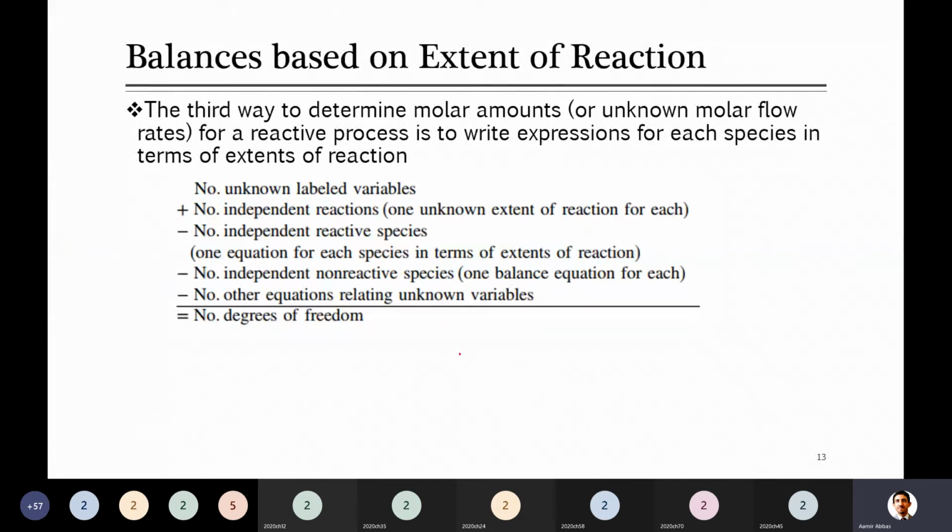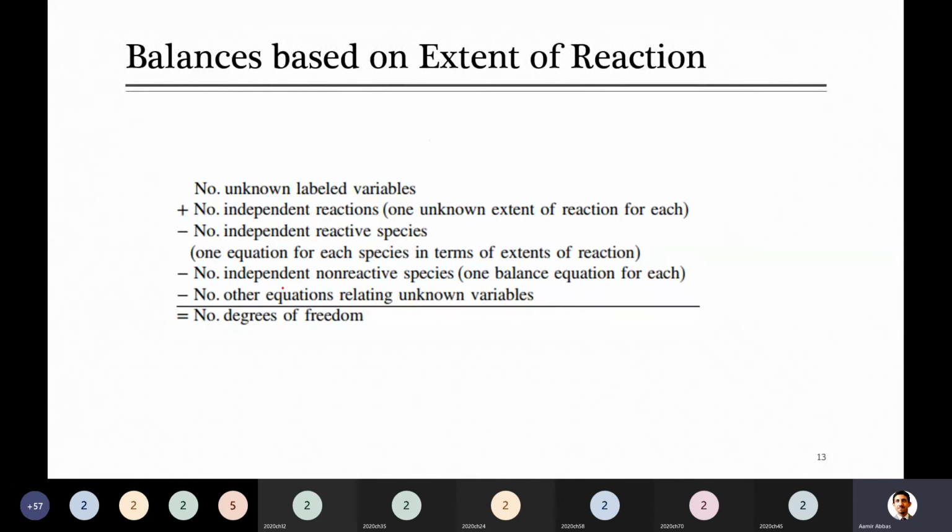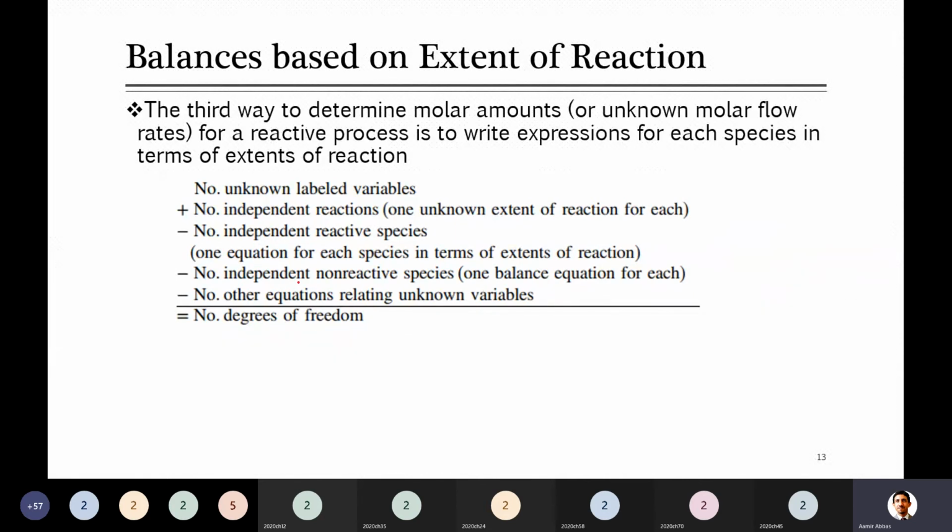So in this, when you have to write the extent of reaction, later tomorrow we have to solve one problem by using all these three methods. So we'll talk about that, how to write the equations of extent. Already you know, but we will solve the problem. But here when you have to solve for degree of freedom analysis, first of all you have to look at it: degree of freedom analysis is equal to number of unknowns. This is common in all.